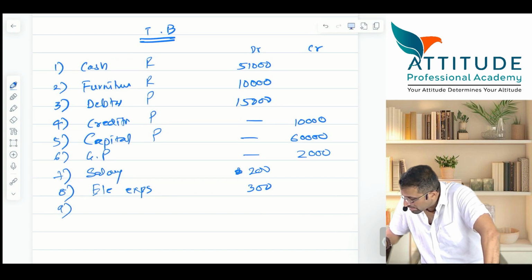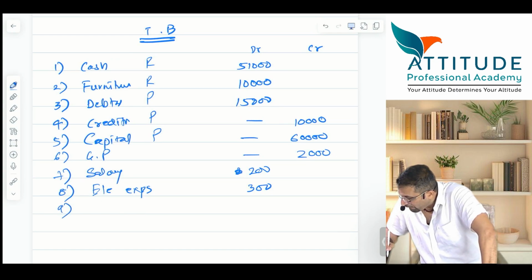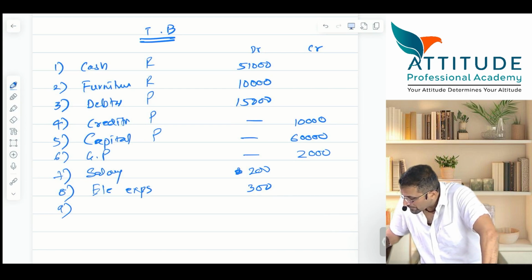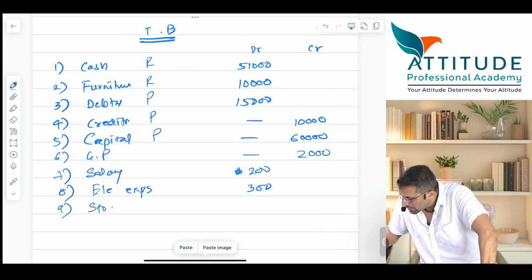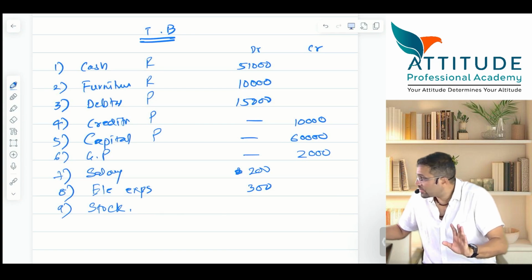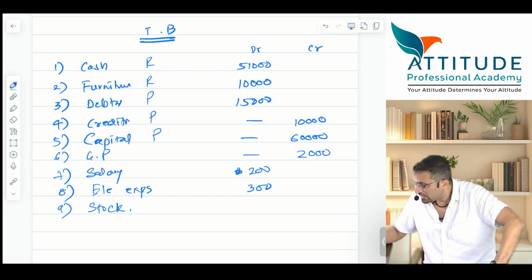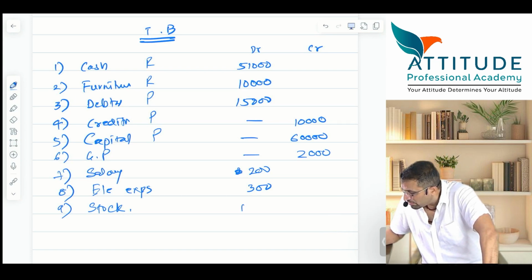9. We'll make a few changes. Okay, stock. Now I am not saying whether it is opening stock or closing stock. I am just putting it as stock. Is that clear? Stock 1500.